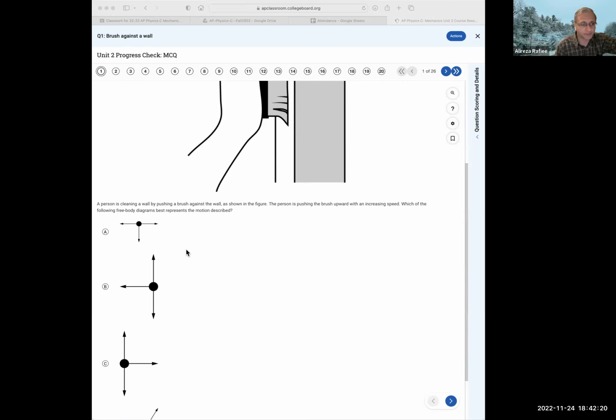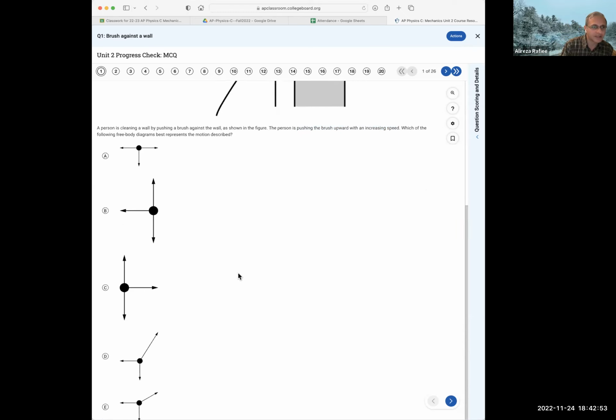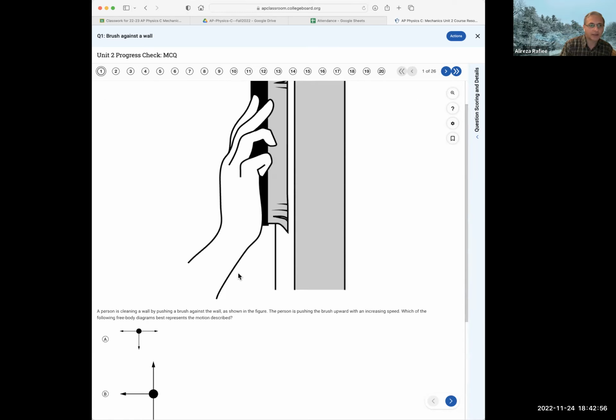Jaden? It says you're pushing the brush upward with an increasing speed. What does this sentence mean? So the force is increasing? No, force is not increasing. Speed is increasing. That means there is an acceleration. Exactly. That means there is an acceleration, and that means there is a force. That's the meaning of it. Now it says, which one of the free body diagrams best represents the motion described?